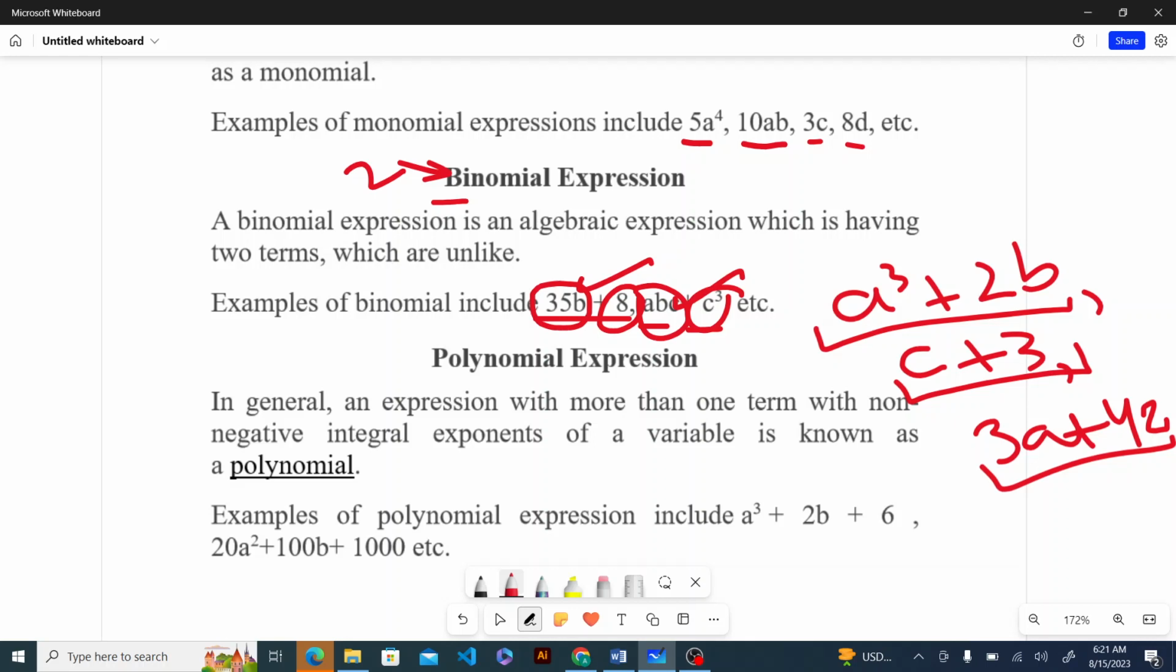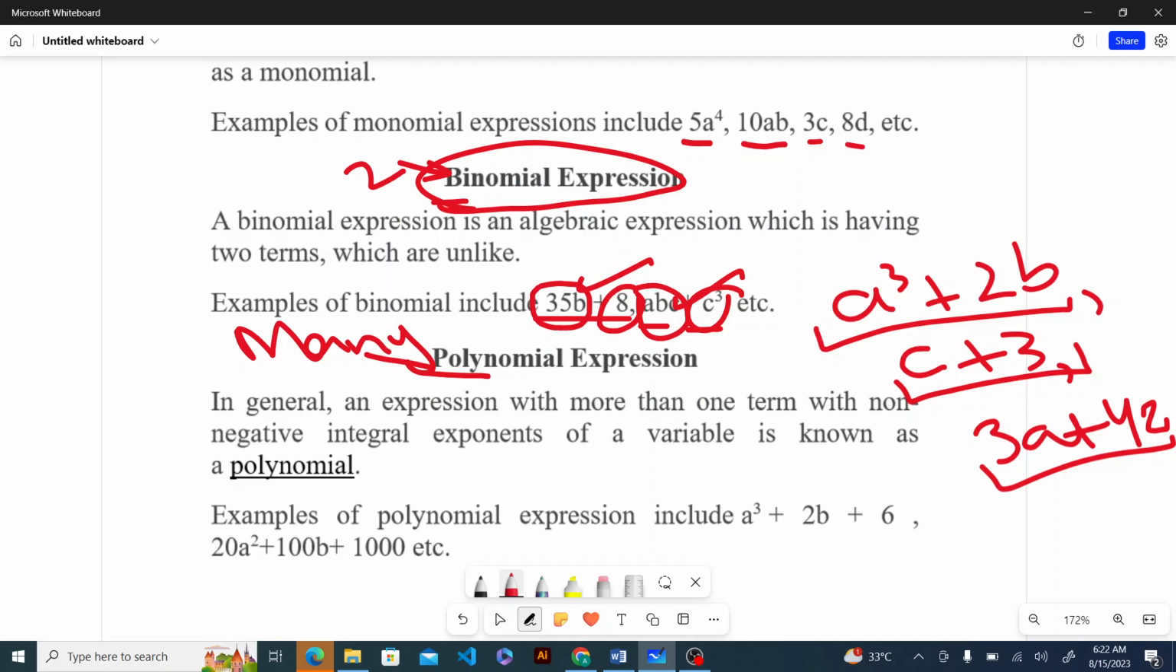Now the last one is polynomial expression. Poly means many. So all those algebraic expressions which has more than one term will be called polynomial expressions. Now you may get confused between binomial expression and polynomial, because all those binomial are in the category of polynomial, because polynomial represents all those algebraic expressions which has more than one term in them, and as binomial expression has two terms in them, so binomial expression is also polynomial expression.